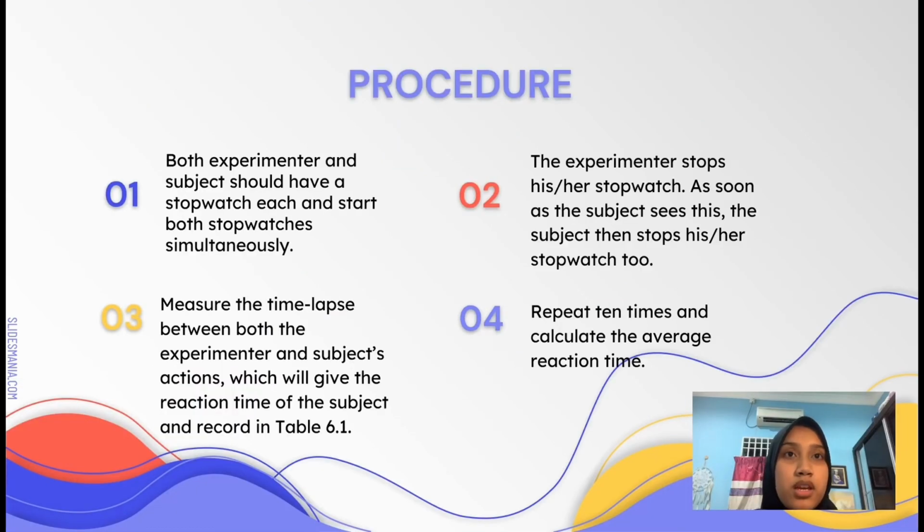The procedures are: first, both experimenter and subject should have a stopwatch each and start both stopwatches simultaneously. Second, the experimenter stops his or her stopwatch as soon as the subject sees this. The subject then stops his or her stopwatch too. Next, measure the time lapse between both the experimenter's and subject's actions, which will give the reaction time of the subject, and record it in table 6.1. Lastly, repeat 10 times and calculate the average reaction time.